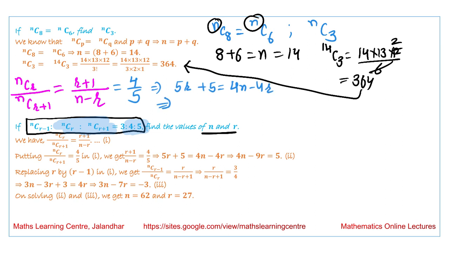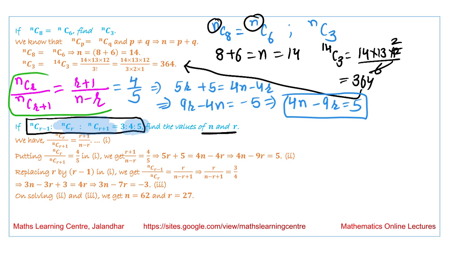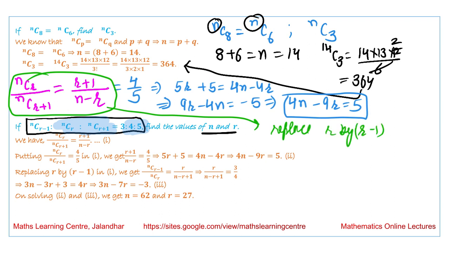So this implies that 9r minus 4n is equal to minus 5. So this implies that 4n minus 9r is equal to 5. So this is one equation that we have obtained. Now in this given result, if we replace r by r minus 1, the formula will become nC(r minus 1) over nCr, that is equal to r over (n minus r plus 1).